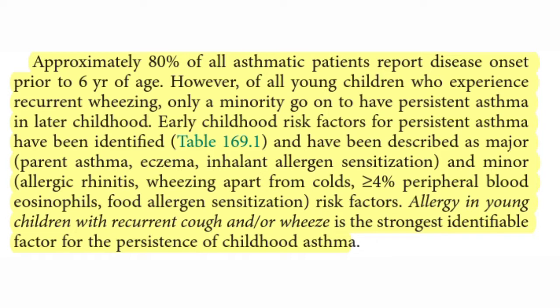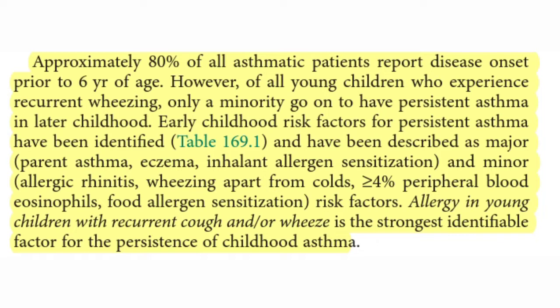These are parental asthma, if the patient has parents that are asthmatic, if the patient has eczema, and if the patient has inhalant allergy sensitization. So the patient is sensitive to various factors that I have described earlier. And there are other minor factors, like the patient having allergic rhinitis, wheeze apart from colds, and more than 4% peripheral blood eosinophilia. So the CBC will show peripheral eosinophilia and allergen sensitization as risk factors. So allergy in young children with recurrent cough or wheeze is a strong identifiable factor for persistent childhood asthma.